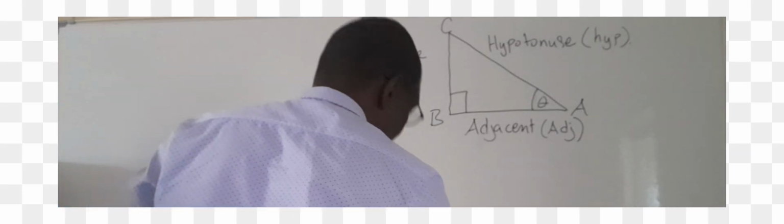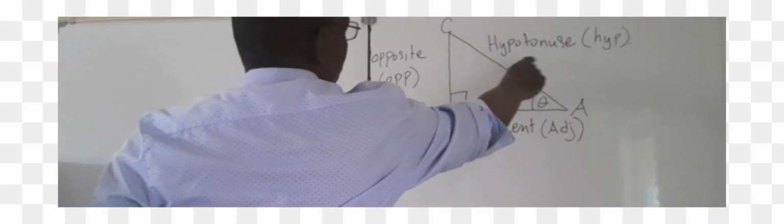Now, the sides of a right angled triangle are given special names in relation to this angle theta. The side which is adjacent to the angle theta is called the adjacent side. I've abbreviated it ADJ. And the side which is directly opposite the angle theta is called the opposite side, and I've just abbreviated it OPP. The remaining side, which is the longest side of the right angled triangle, is called the hypotenuse, and I've just abbreviated it HYP.